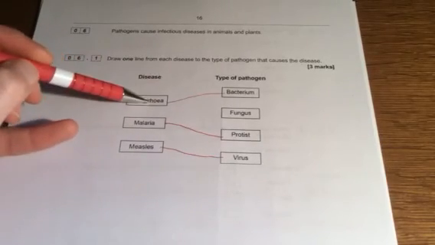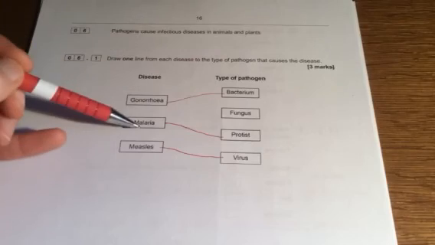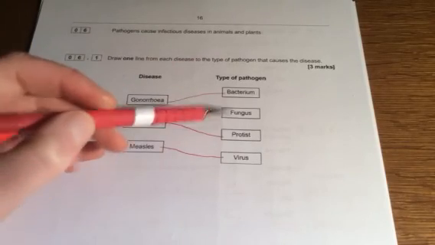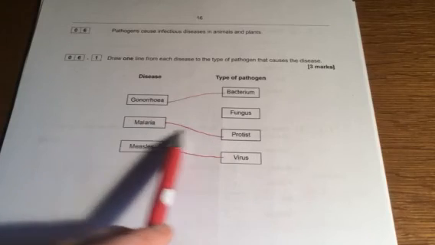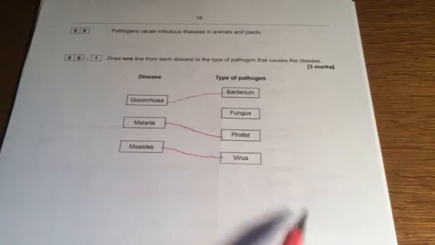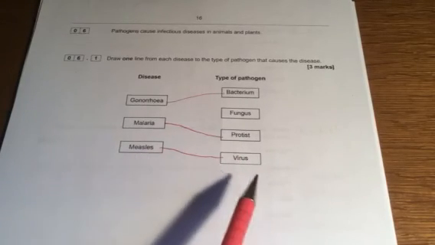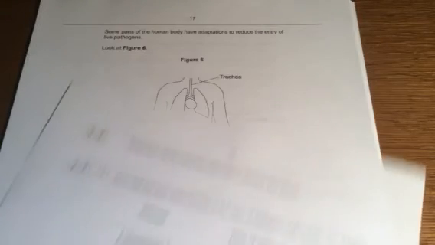So, gonorrhea is caused by bacteria. Malaria is caused by a protist. It's the only one that you need to learn, actually, that's caused by a protist. Measles is caused by a virus.